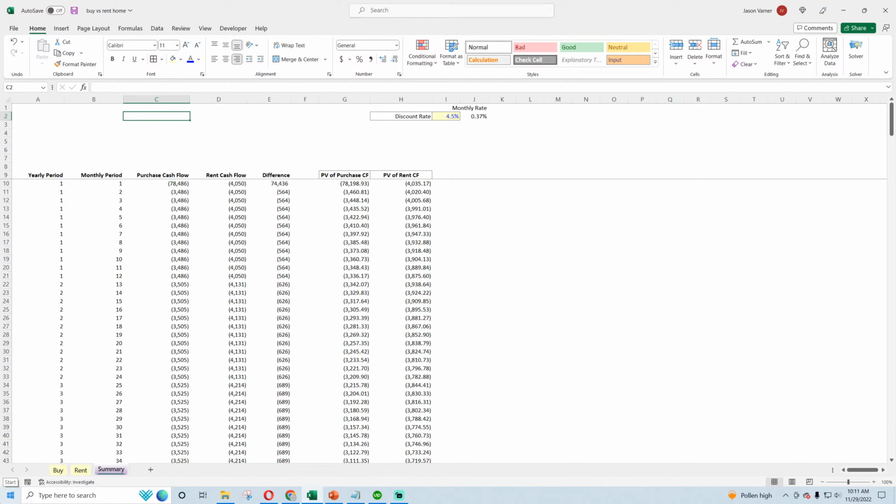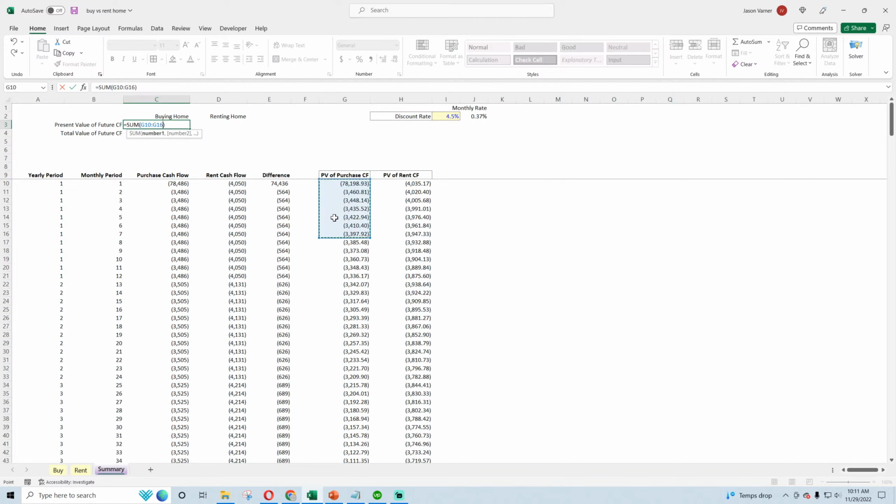So we can say buying home, renting home, and then present value of future cash flow, total value of future cash flow. So this is non-discounted. And let's add these up. So present value for buying a home is this. 614,000 for renting. You're at 1,000,000. So the smaller number would be buying based on this, meaning renting's more expensive, holding all else equal.